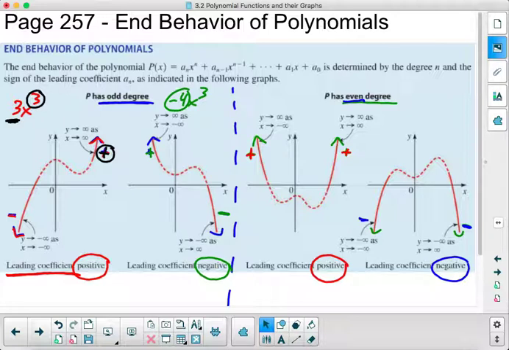So I'm going to come back to that in a moment, but that's kind of huge in terms of getting a general idea of how my graph is going to behave starting and ending. It's all about what kind of degree, odd or even, and it's all about the coefficient in front, whether it's positive or negative.